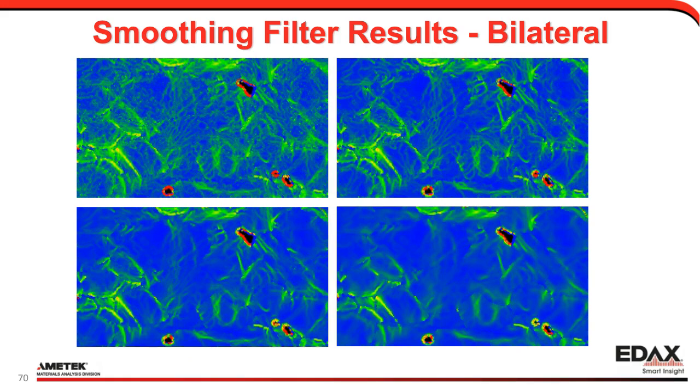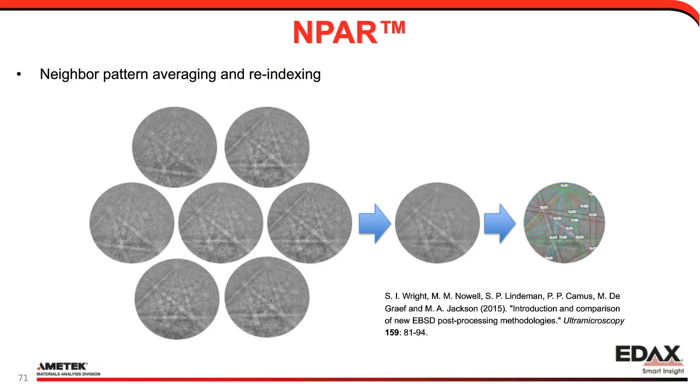Now, there's another technique we've pioneered in recent years called NPAR, where we look at the average of the patterns of the neighboring points, and we calculate an average one. So we essentially clean up the pattern quality, get a higher pattern quality for indexing. So we can use that as a way of filtering and improving the orientation precision as well.